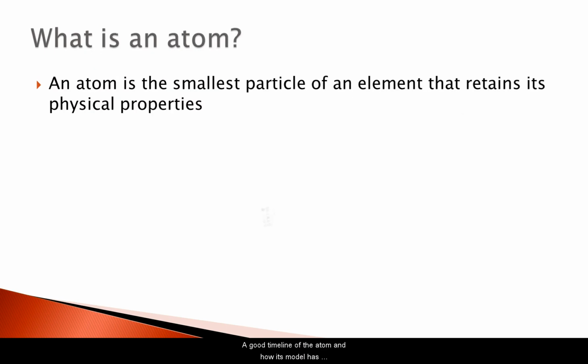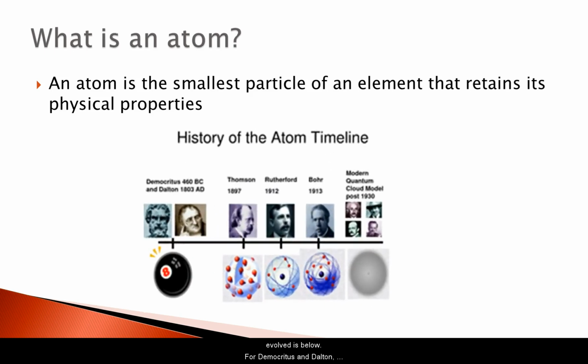A good timeline of the atom and how its model has evolved is below. For Democritus and Dalton, they weren't working on a clear idea of what an atom looked like, more a theory of atomic properties. Then Thomson came up with one of the first models of an atom, followed by Rutherford and Bohr, whose model is still used today as an easy model for students to recreate, followed by the modern quantum model, which was created during and updated after the 1930s.